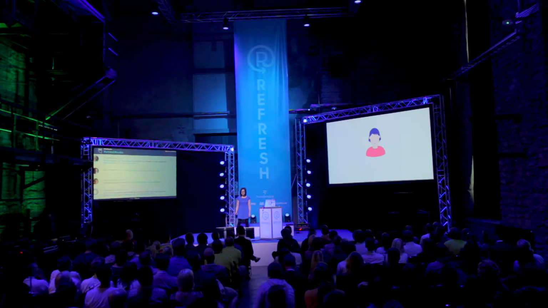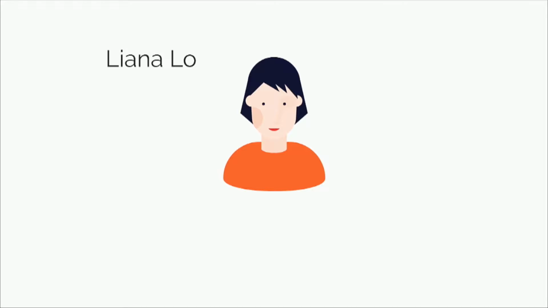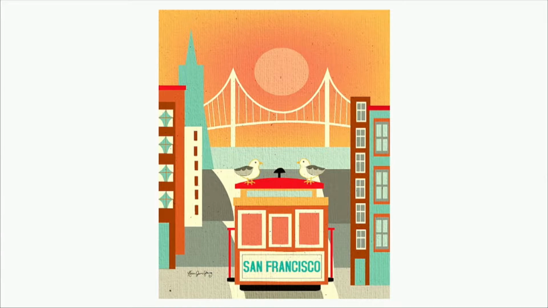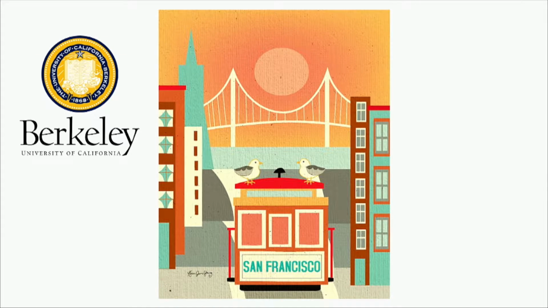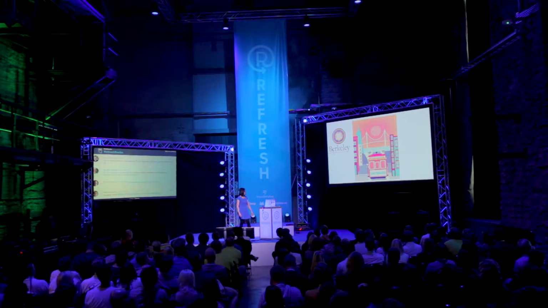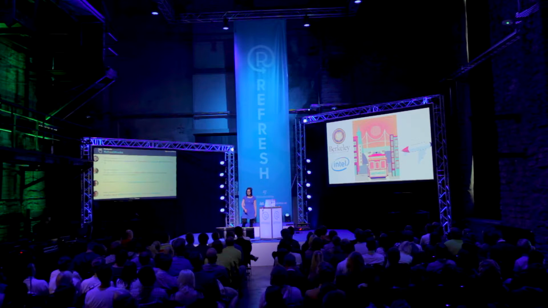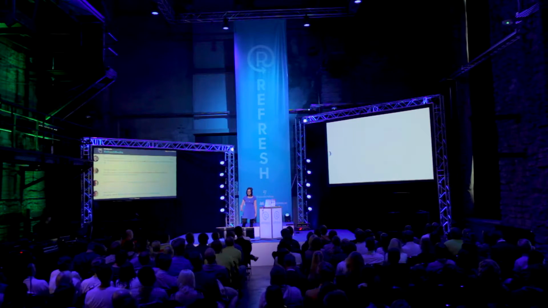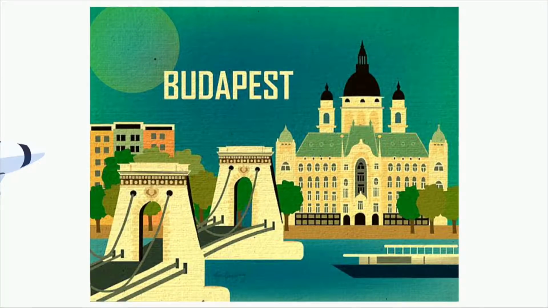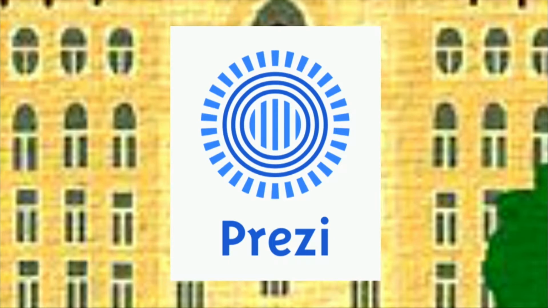A little bit more about myself. Full name Liana Lo. I go by this nickname, Lilo. I was born and raised in San Francisco, California, this giant tech hub. And I went to school at the University of California, Berkeley. My degree is actually in chemical engineering. Now I'm a software engineer. I worked at Intel for a while before last year I packed my bags and I moved to Budapest, Hungary. This happened in October of 2014. And now I'm a full stack engineer at Prezi.